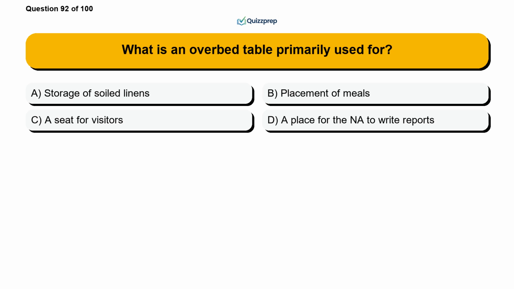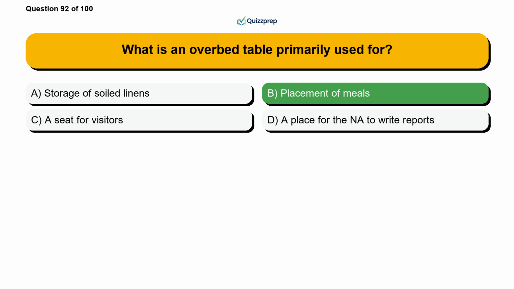Question 92. What is an overbed table primarily used for? Option A, storage of soiled linens. Option B, placement of meals. Option C, a seat for visitors. Option D, a place for the NA to write reports. The correct answer is option B, placement of meals.